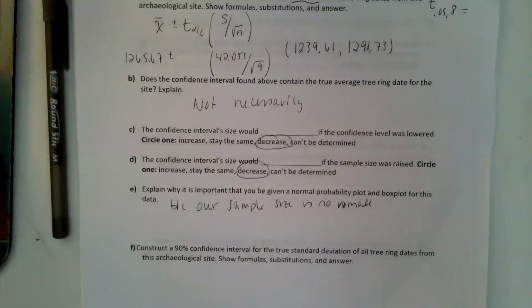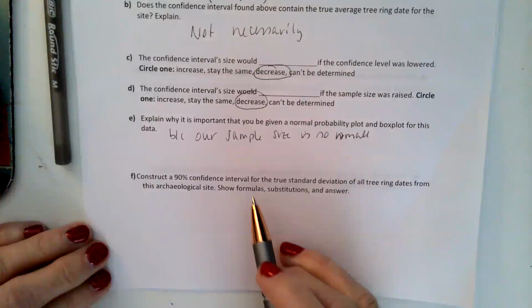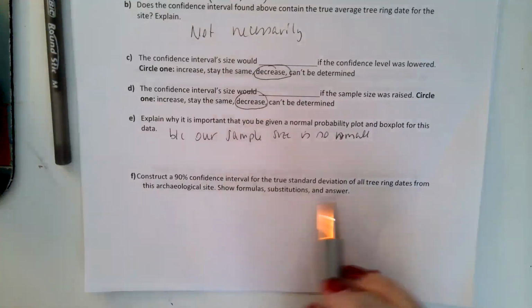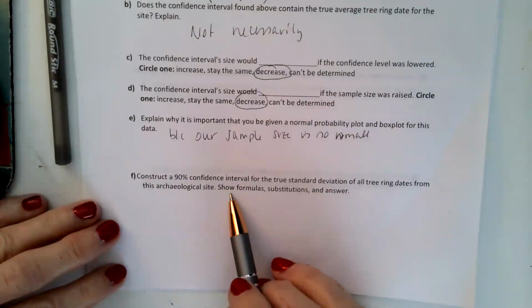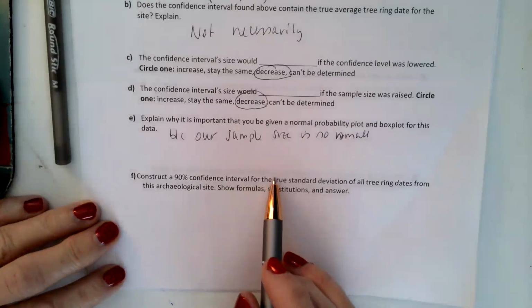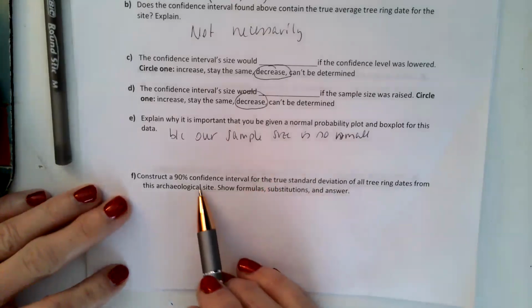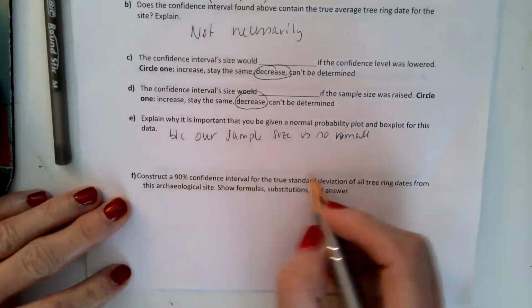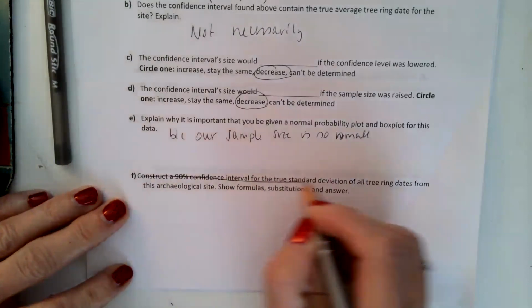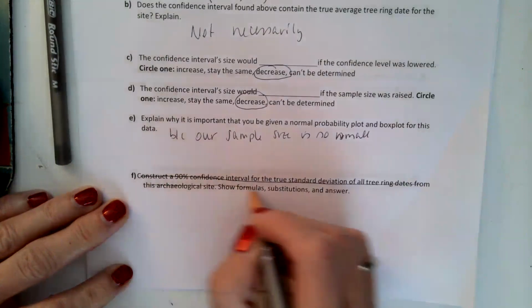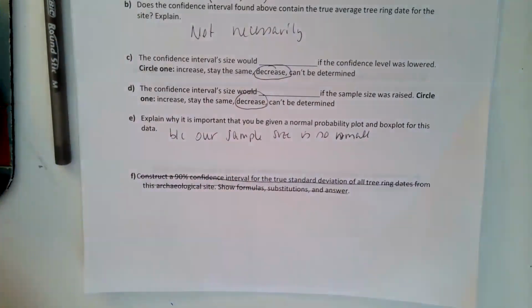And then F says, construct a 90% confidence interval for the true standard deviation of all ring dates from the archaeological site. Oh, for the true standard deviation, we're going to delete that. We did not do any confidence intervals for standard deviation. So you can just delete that letter F.